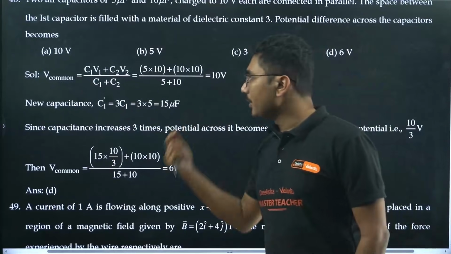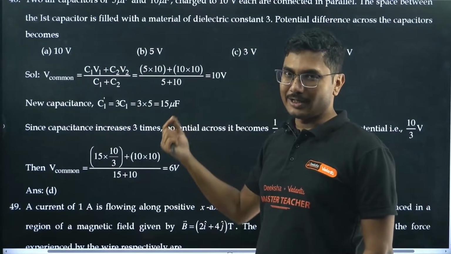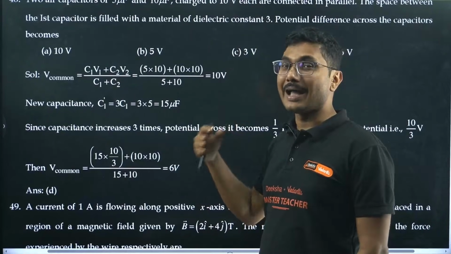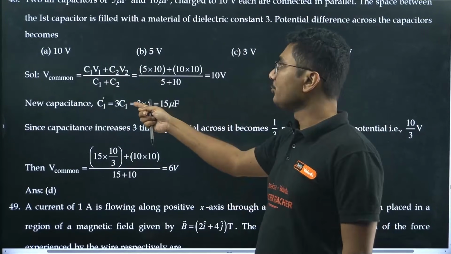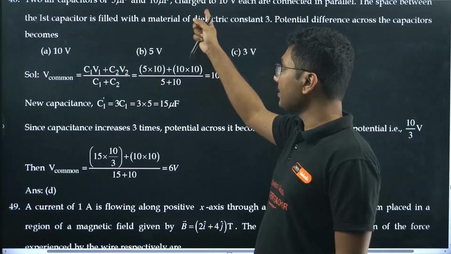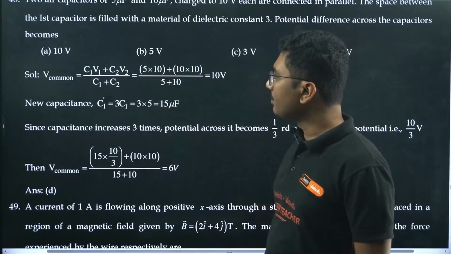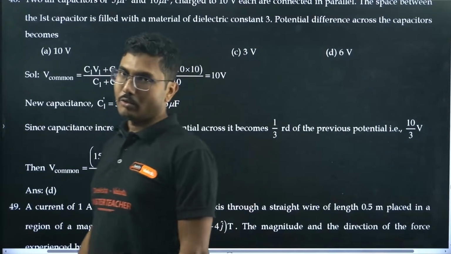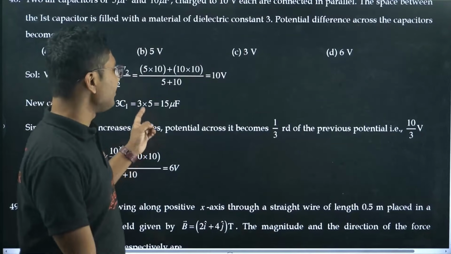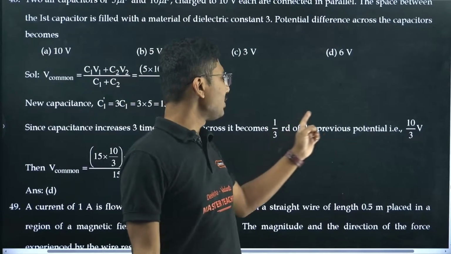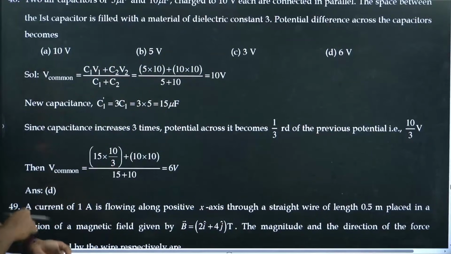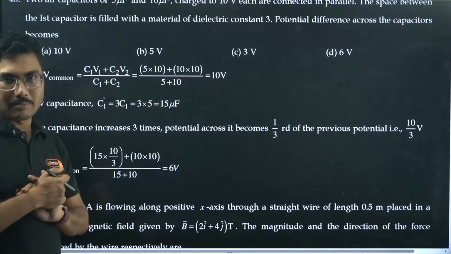Now when you insert a new dielectric medium between the plates, its capacitance increases by that many times. So with dielectric constant 3, the capacitance will be 3 times. So the first capacitor's capacitance will be 15 microfarad. Since the capacitance increases 3 times, the potential becomes 1/3 of the previous potential, that is 10 by 3. So the potential across that one will be 10 by 3.